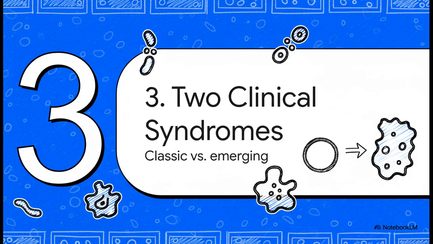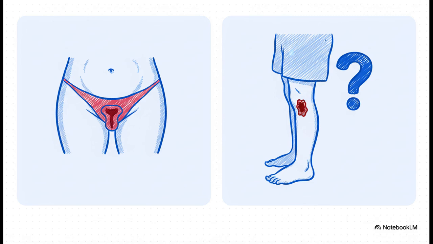Right, now that we know the organism pretty well, let's look at the two very, very different diseases that it's responsible for. So on one side, you've got classic Chancroid, a sexually transmitted infection, mainly in adults, causing really painful genital ulcers and often these swollen lymph nodes we call buboes. Then on the other side, you have this completely new picture, non-sexually transmitted skin ulcers, typically on the limbs of children in the tropics.